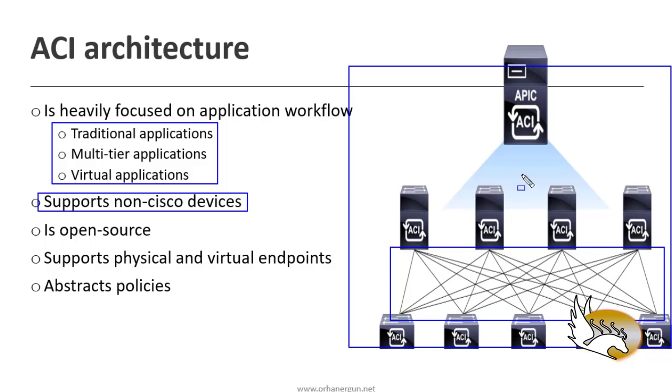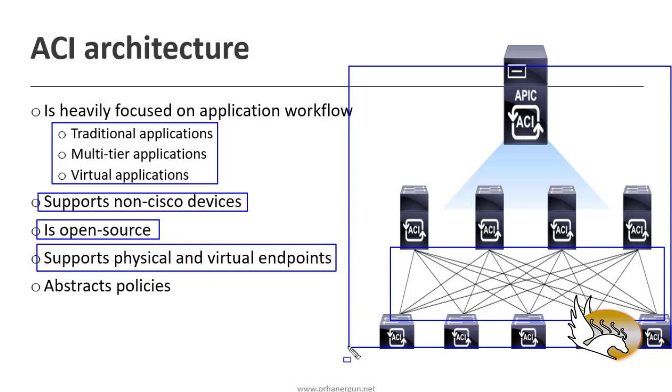And a lot of protocols that we use here, and you have seen some of those protocols and policies, there are policies that are supported by non-Cisco devices as well. So you can have those kind of devices in your network. It is open source. Lots of APIs have been written for ACI, and we are going to talk about some of them later. We can have physical and virtual endpoints. Basically, we can connect to anything here. And by anything, I really mean anything.